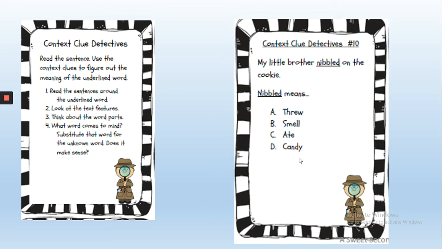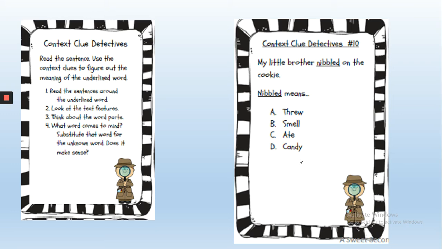Now, over here I have our next detective context clue sentence. It says, my little brother nibbled on the cookie. This doesn't have any other sentences around the underlined word, so I'm not going to look at other sentences. There's no text features either, but I'm going to think about the sentence. My little brother nibbled on the cookie. Well, cookies, I know that we eat cookies. So I'm going to look at my options and ask, which one makes sense with eat? Because I know that we don't do anything else with cookies besides eat them.